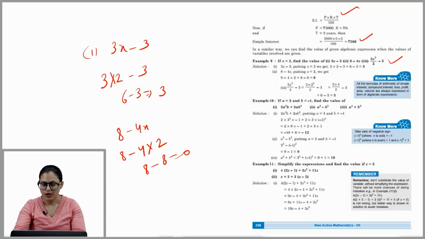Okay. Note, all the formulae of arithmetic, of simple interest, compound interest, loss, profit, area, volume are always expressed in form of algebraic expression. Okay. Let's do example 10.